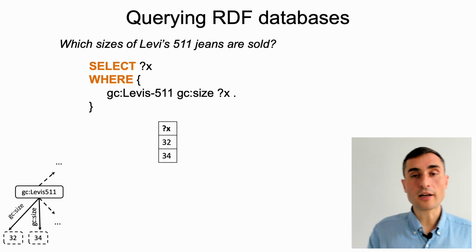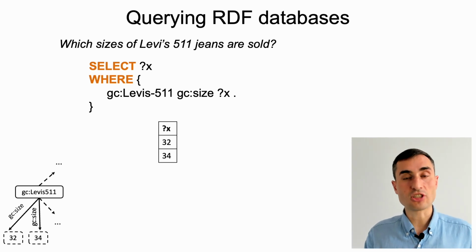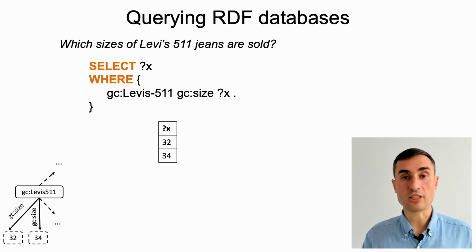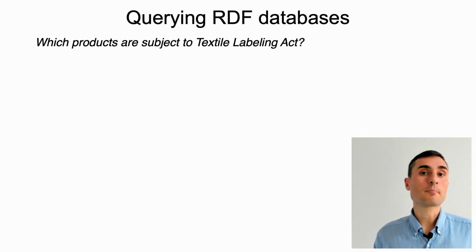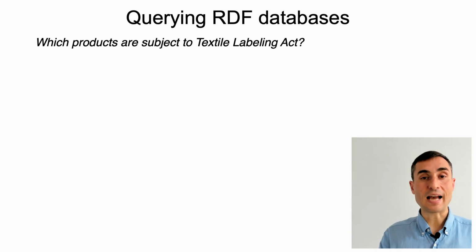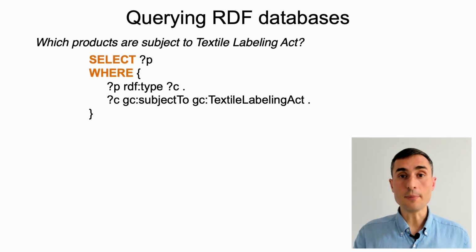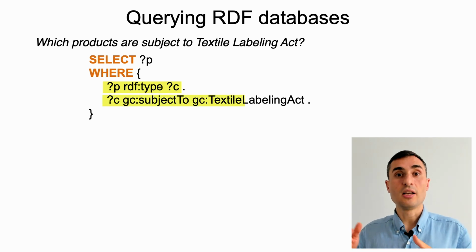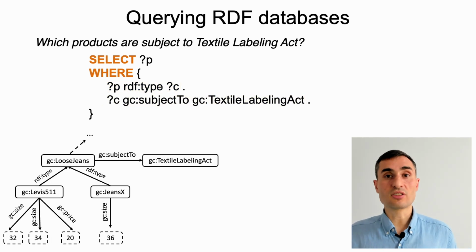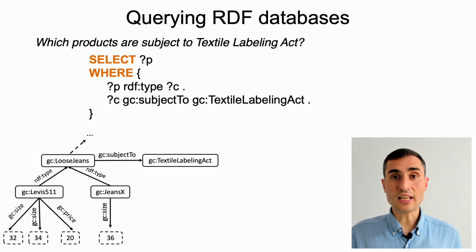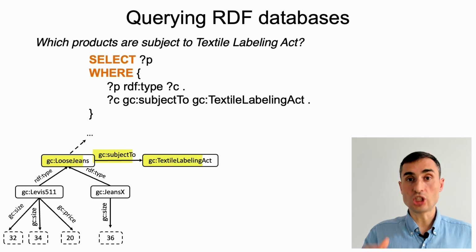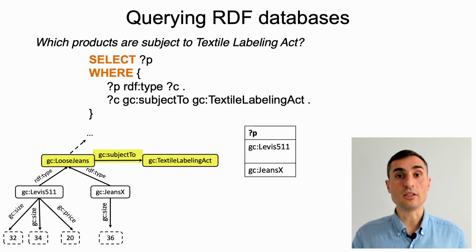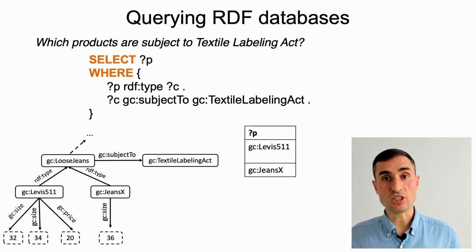The important part is the where clause, which is where you express the triple patterns that you want to match in your database. You could also match more complex triple patterns and join your resources with each other in more complex ways. Let's take another one of our motivating questions: which products are subject to the Textile Labeling Act regulations? You could issue the following Sparkle query, which says, find me all products P that are of type some class C, such that that class C is subject to the Textile Labeling Act. Now, suppose this is the relevant part of the database to answer this query. On this database, this query would give all the products under loose genes category, because that's the only resource that is subject to the Textile Labeling Act. So the result of this query would contain two tuples, namely GC Levi's 511 and GC Jeans X.